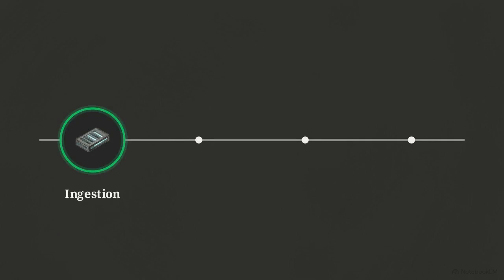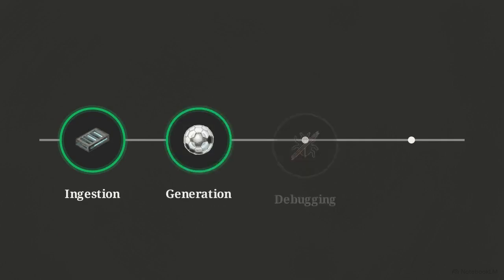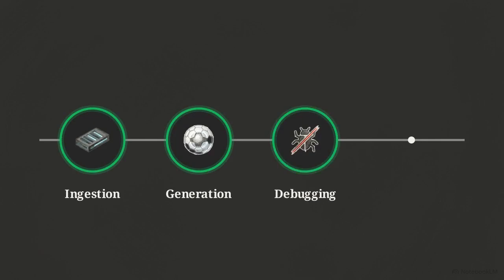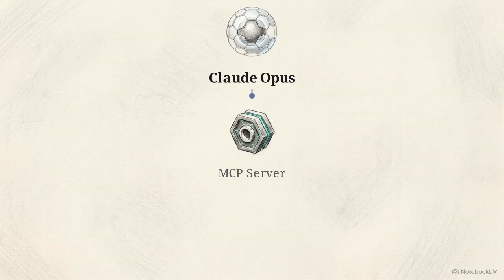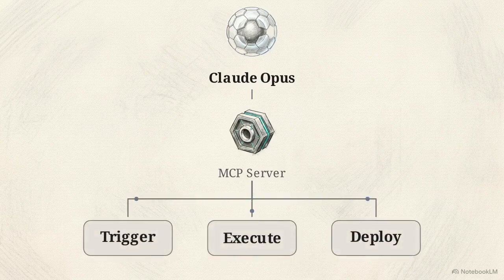In under 6 minutes, we moved from ingesting raw, unstructured documents to generating a complex application, debugging it, and deploying it with enterprise DevOps automation. Soon, you won't even need to manually paste the code. By connecting Opus to an MCP server, agentic AI systems will have the permission to trigger these automated workflows autonomously.